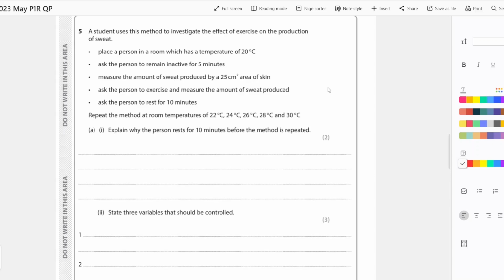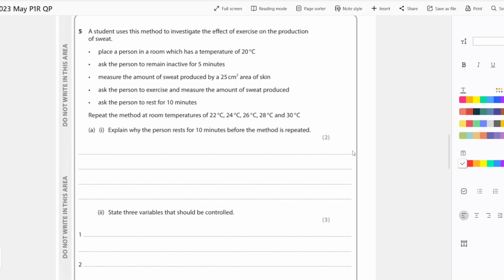Hi everyone, this is the 2023 May paper 1R, and we're going over part 2, which is questions 5 and onwards. Alright, so question 5. A student uses this method to investigate the effect of exercise on the production of sweat.